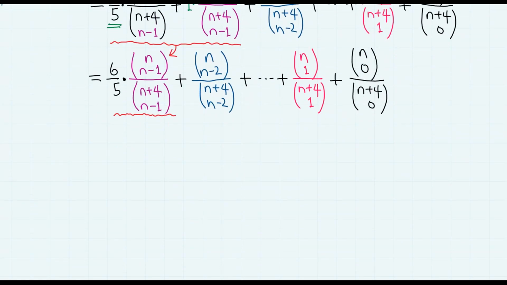So this was the process of adding up the first two terms, and now let's do the similar thing with the new first term and new second term. Basically, we want to change this n minus 1 into n minus 2.